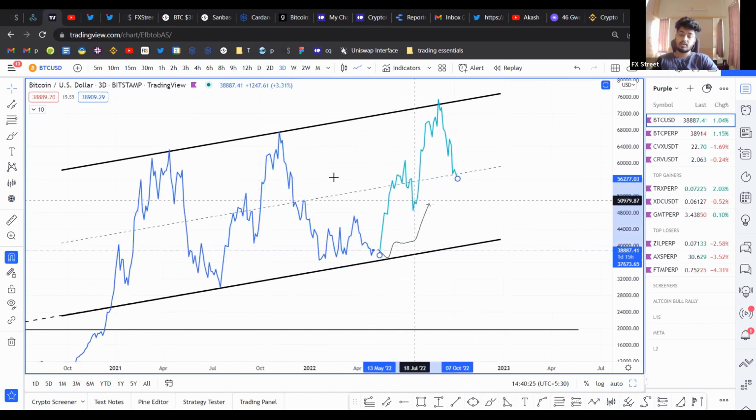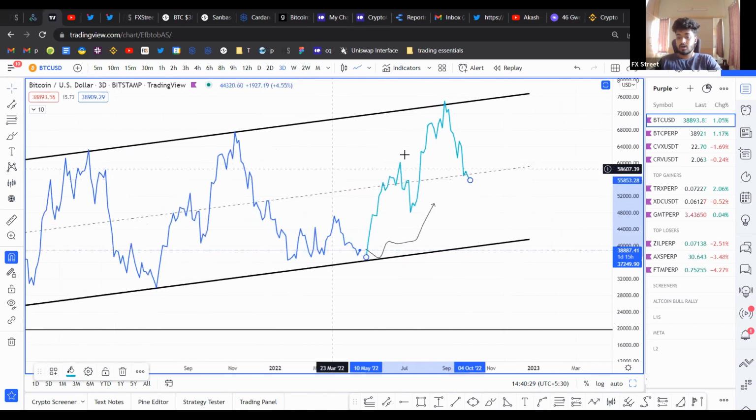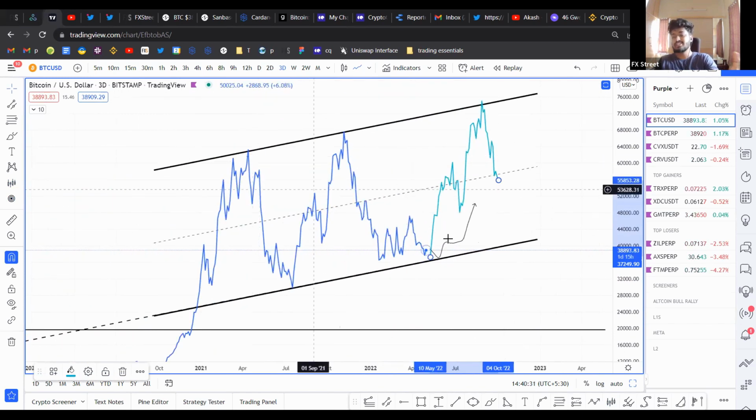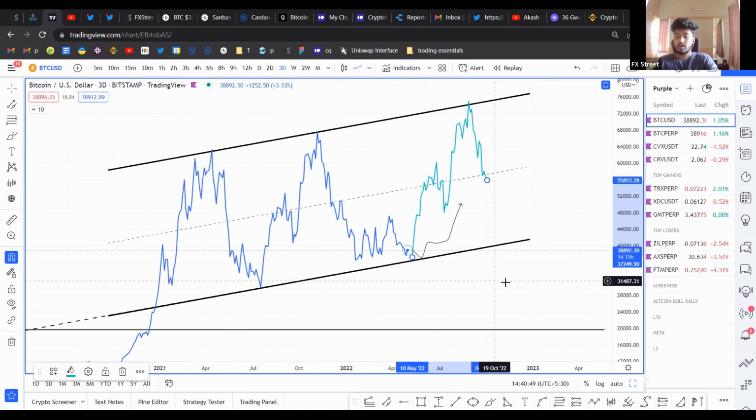Honestly, it makes sense. Theoretically speaking, for an ascending parallel channel to be valid, from a textbook point of view, there needs to be 3 taps on one side and 2 taps on the other. So basically, it's a 3+2 combination. And so far, we only had 2 + 1. The third one is still unconfirmed. So yeah, this is the first and the most optimistic outlook.